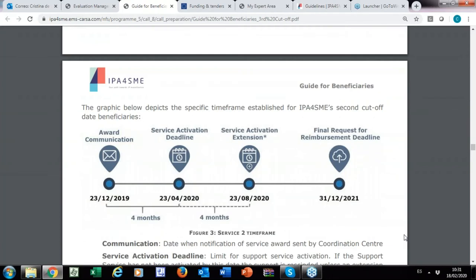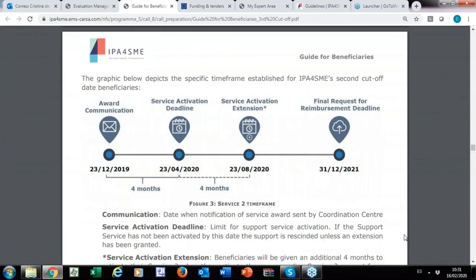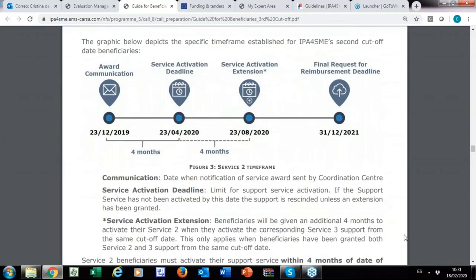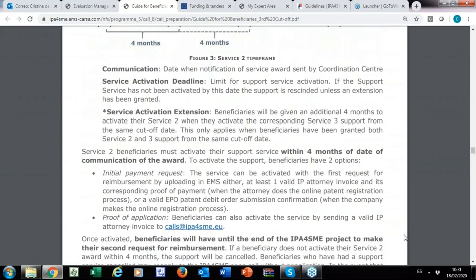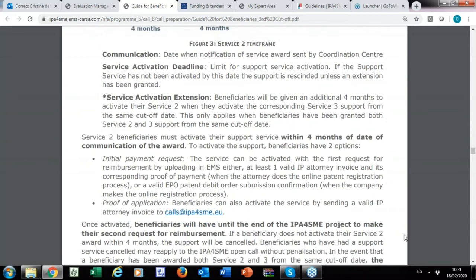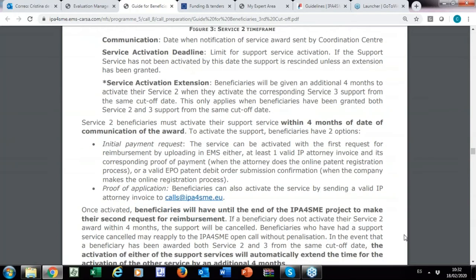Once the self-assessment is completed, this doesn't mean that service two is activated. To activate service two, there are two main options: uploading in the EMS service website at least one valid IP attorney invoice and its corresponding proof of payment, or uploading a valid EPO patent debit or the submission confirmation.